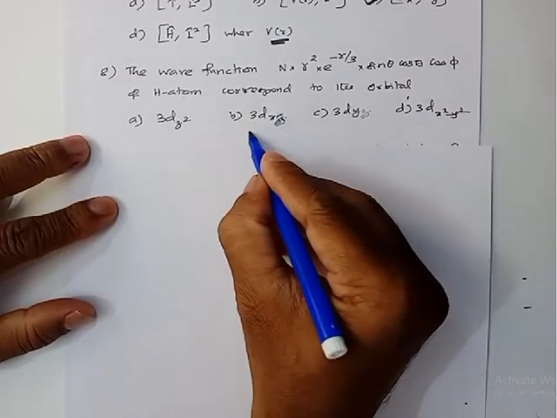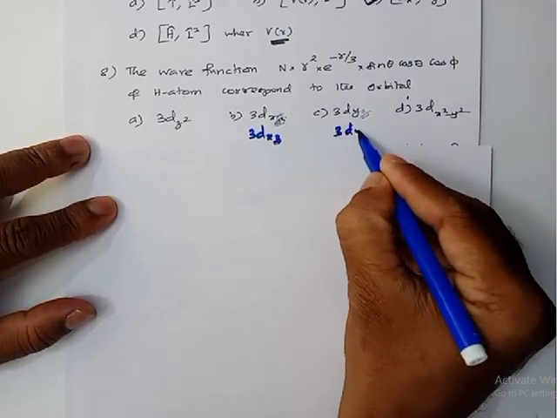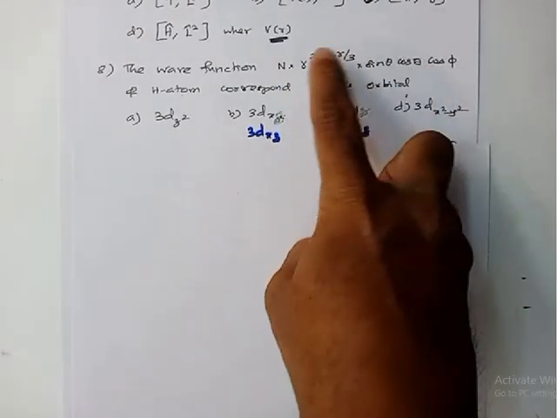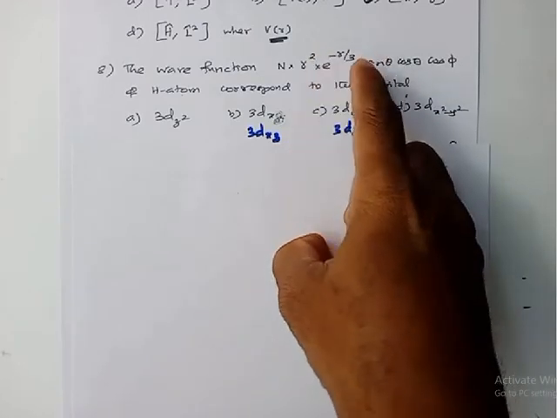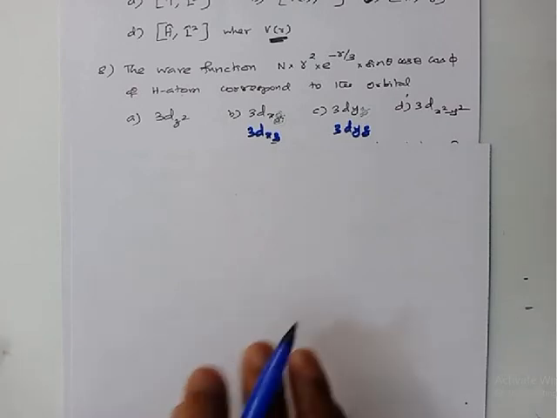Let's write here. This is 3d xz and this is 3d yz. Okay, the wave function expression is given. We need to find out which orbital this wave function expression corresponds to. Okay, students, this is very easy.